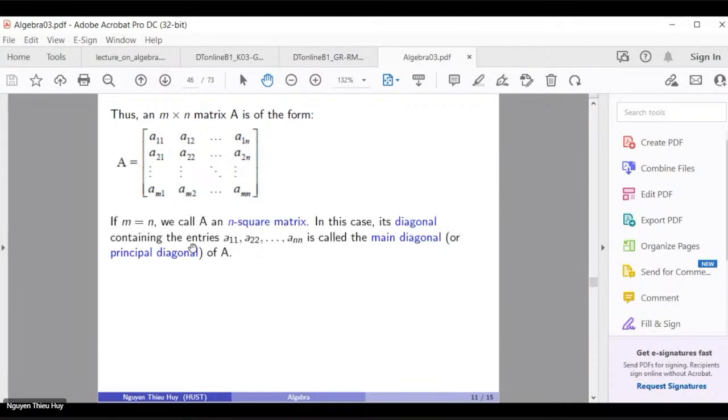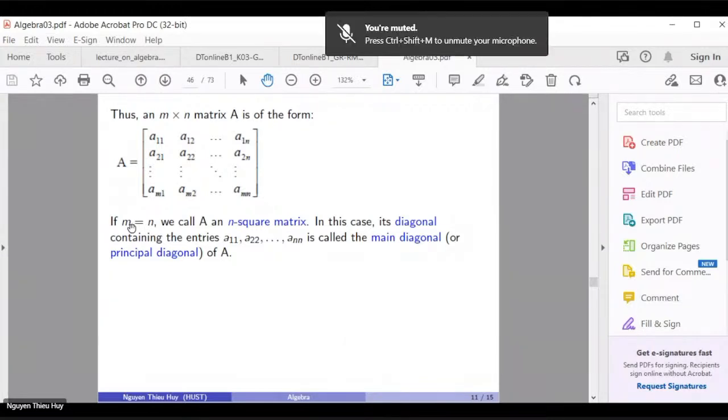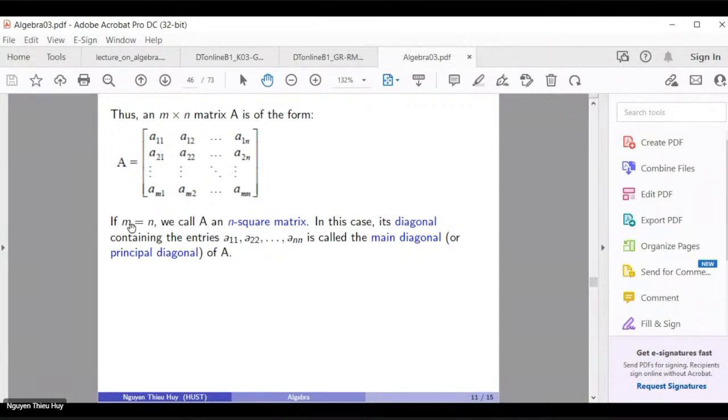Good. And in the special case when m equals n, the number of rows is the same as the number of columns, then the rectangle becomes a square. So we call this an n square matrix, or n by n, but since the two numbers are the same, we call it a square matrix. And in this case, when m equals n, there is a diagonal going from a11, a22, and so on until a nn, because here m equals n.